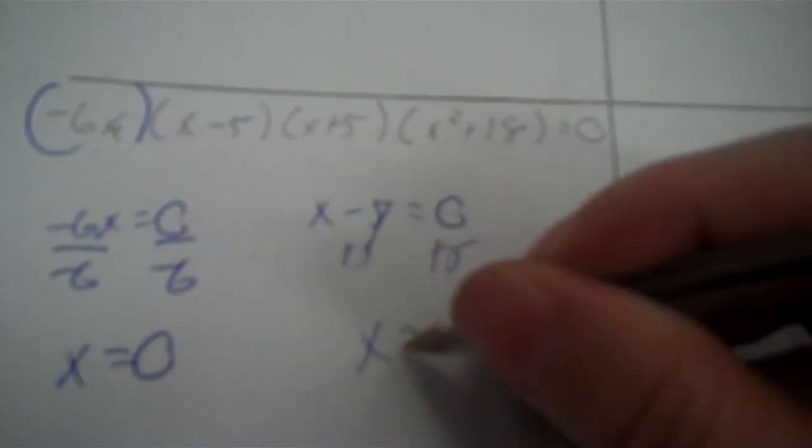So I'm going to divide by negative 6. I get 0. I add 5 to both sides. I get 5. I minus 5 from both sides. I get negative 5. And I've got 2 more answers, and it makes sense. We've got to take 18 away, so x squared equals negative 18. So we square root both sides, so x equals plus or minus.